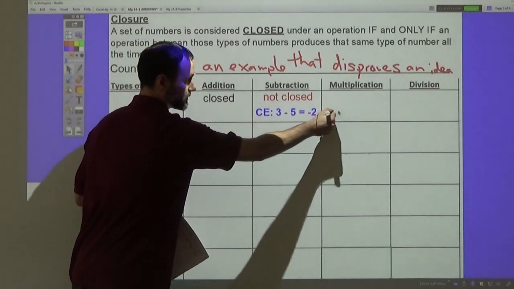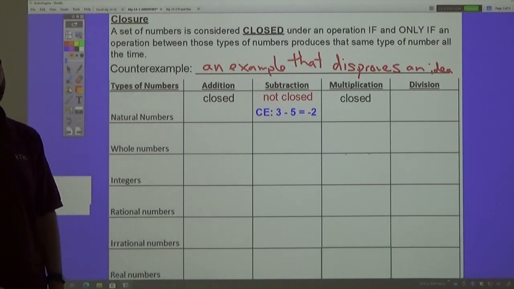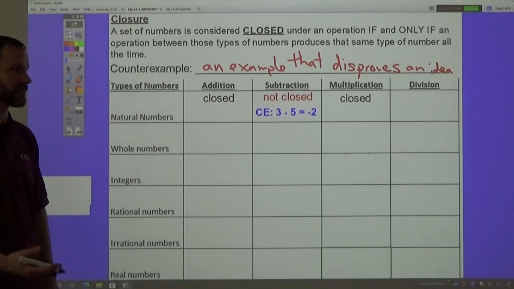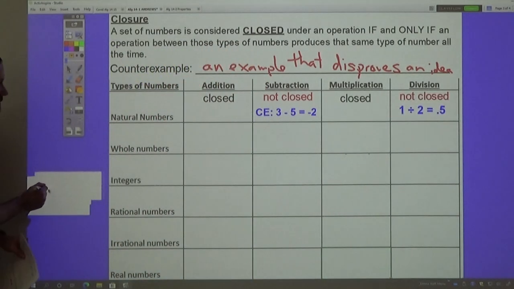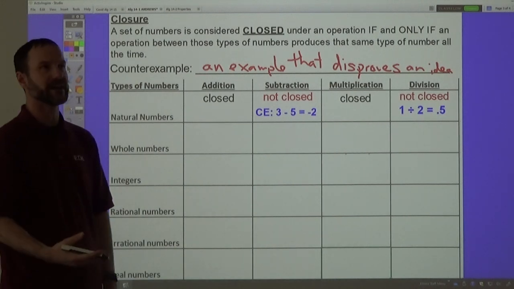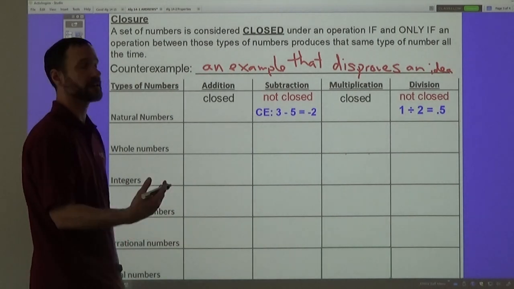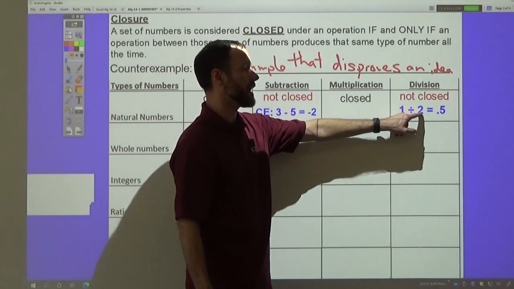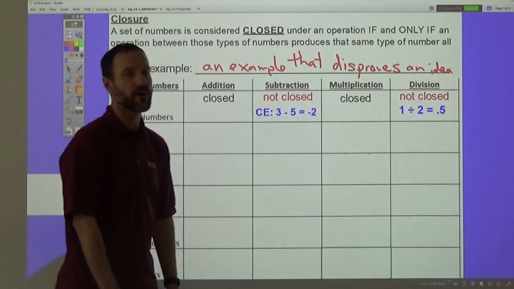Multiplication is closed. If we do 3 times 2, 3 times 2 is 6. 4 times 5 is 20. 8 times 5 is 40. Natural times a natural will give you a natural. Division is not closed. Yes, there's some that work. If you did 10 divided by 5, that will give you 2. Natural divided by natural gives you a natural. However, if you do something like 1 divided by 2, that's a natural divided by a natural, that will give you 0.5.